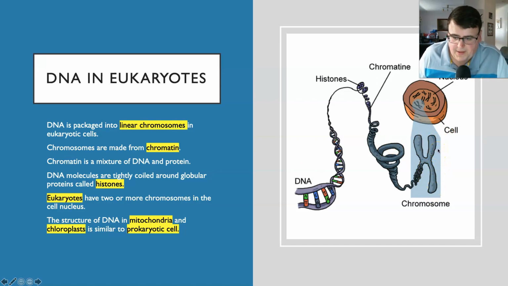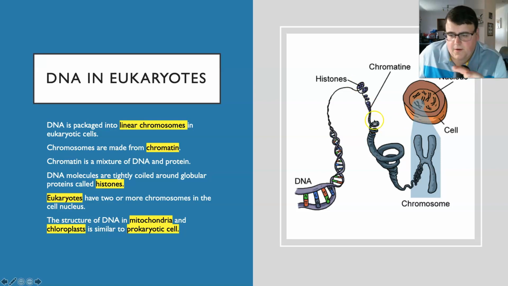Now these chromosomes are made up of something called chromatin. All that chromatin is, if you're ever asked, is just a mixture of DNA and proteins. Now for a eukaryotic cell, that DNA is wrapped around a globular protein, which means it's round and blob-like. So DNA is wrapped around a globular protein called a histone. And when the DNA wraps around those histones and coils up, we get chromatin.